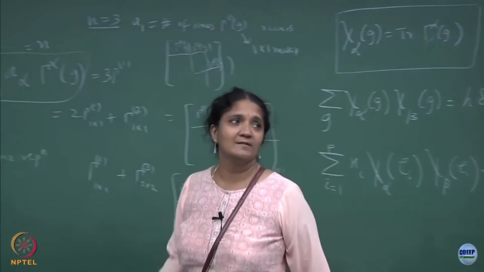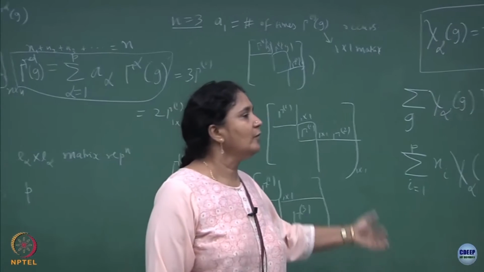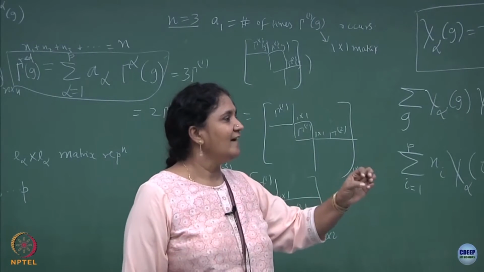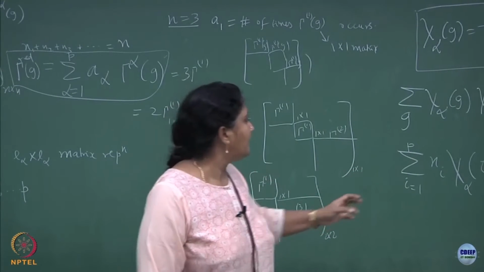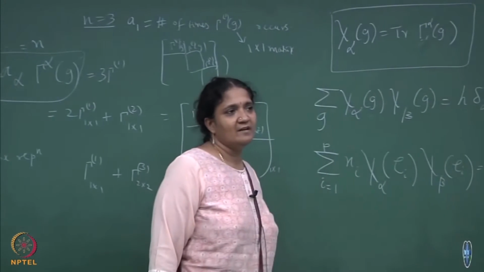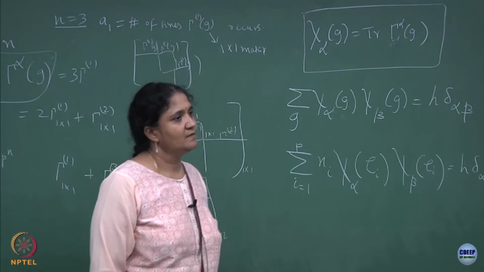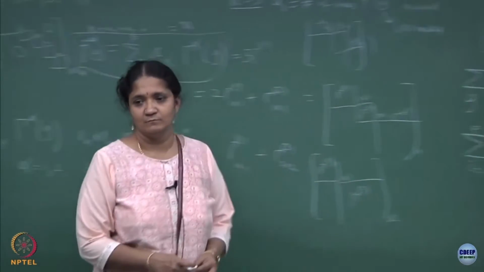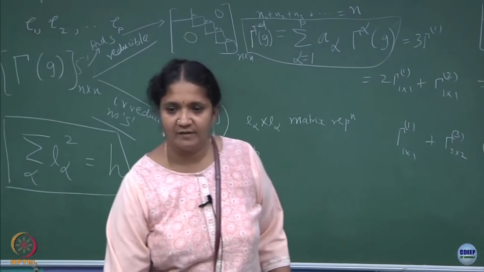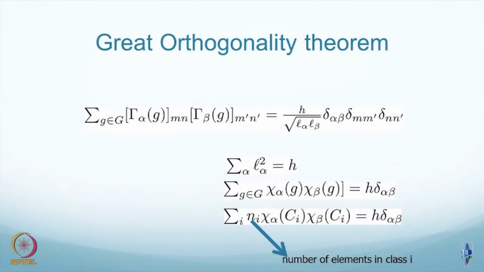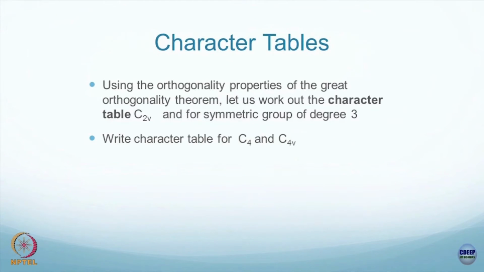Instead of summing over group elements, you can take one element in the conjugacy class, but put the number of elements in the conjugacy class as a multiplicative factor. Is that clear? So, that is what I have written in the next equation. So, now comes writing the character table using these properties.